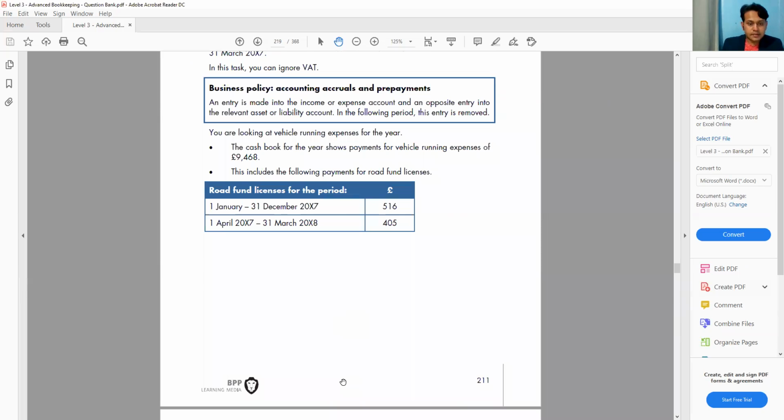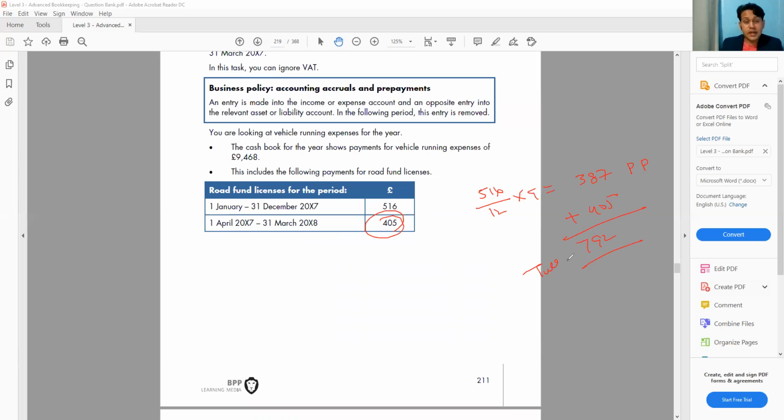So only 3 months is relevant, so 9 months is not relevant. So I'm going to say 516 divided by 12 times 9 months is for the advance. So how much is it? 516 divided by 12 times 9 will give us 387. This is prepayment. And also 405, this is completely prepayment. Plus 405, so how much is the total? 792. This 792 is all prepayment.